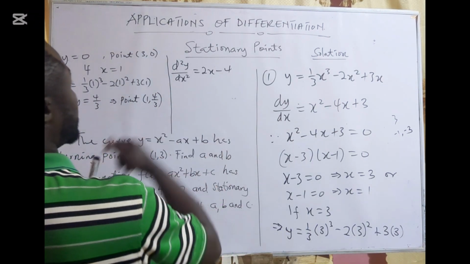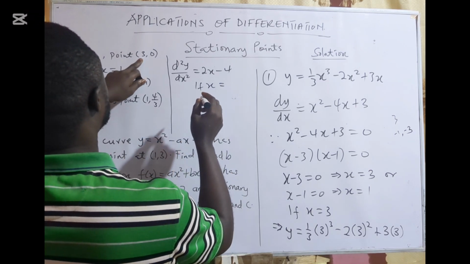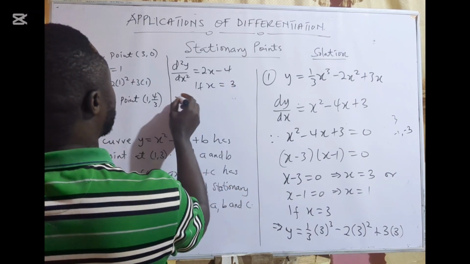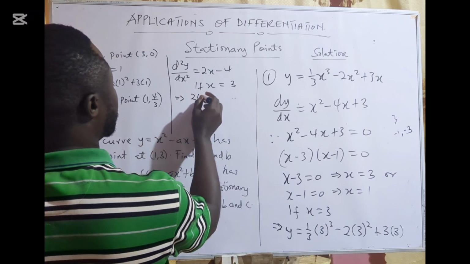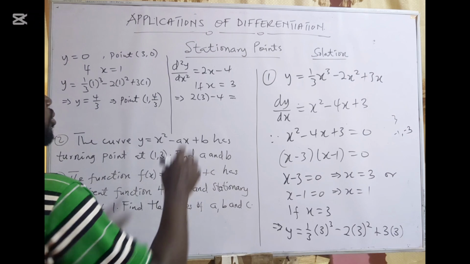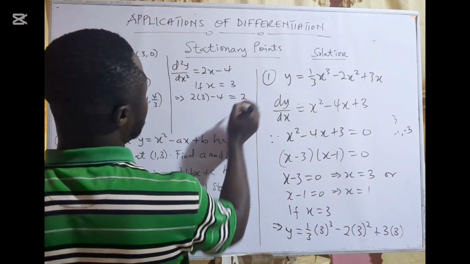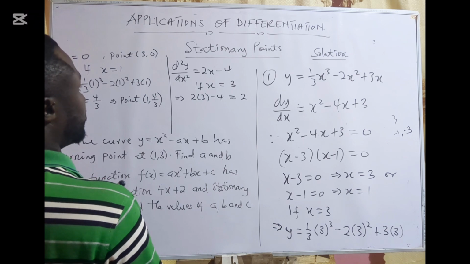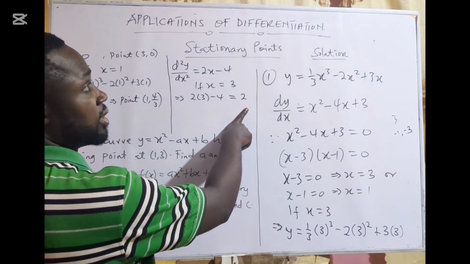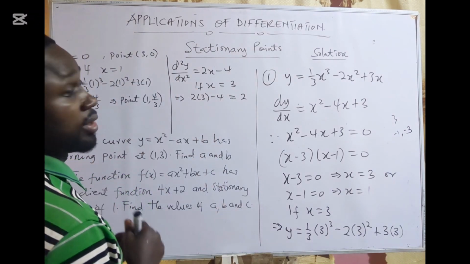Alright, then we have to substitute x. If x is equal to 3, it implies that we have 2 times 3 minus 4. 2 times 3 is 6, minus 4, that will be 2. So this is greater than 0. So it is telling you that this particular point will be the minimum point.